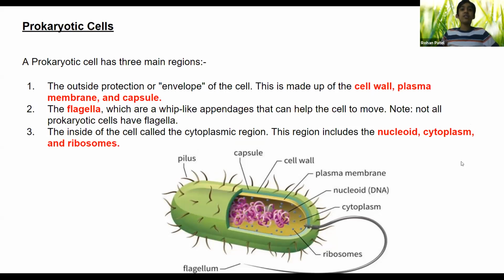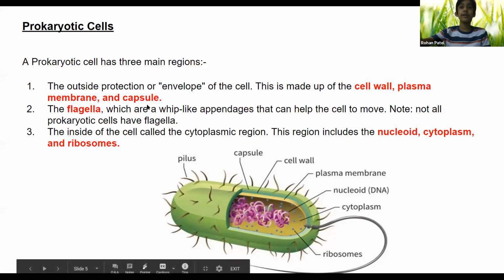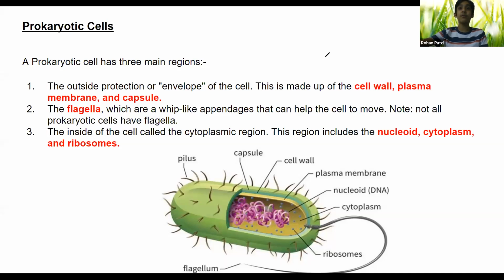The inside of the cell is called the cytoplasmic region. This region includes the nucleoid, cytoplasm, and ribosomes. So you don't need to memorize all of these names. It's kind of complex for your age. You will learn this much later in your classes. But if I just talk about the most important things of a prokaryotic cell, we can first of all think that it has a nucleoid, and that stores its DNA. That's where the DNA is.